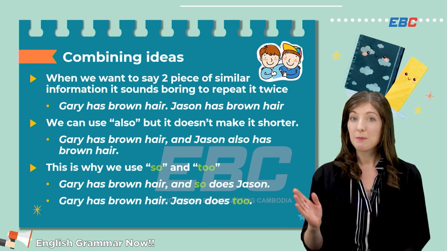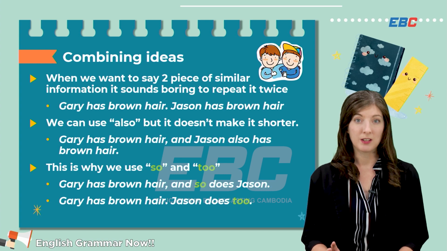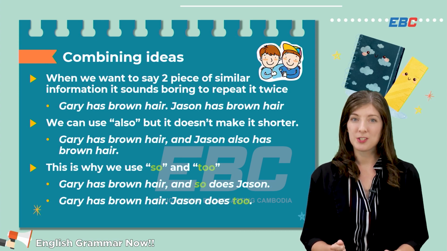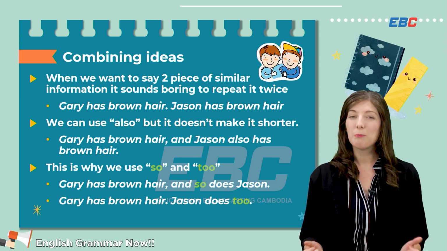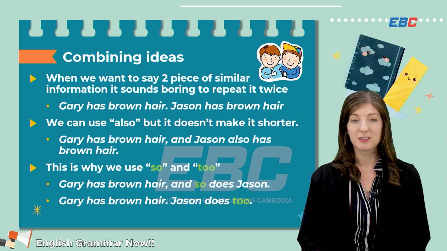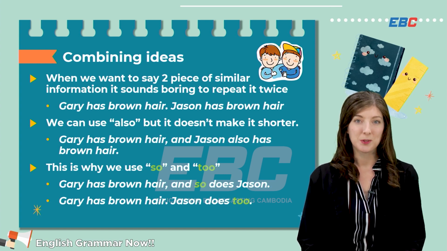For example, about this picture, we could say, Gary has brown hair, Jason has brown hair. That doesn't sound very interesting. We could use also in the second sentence, but that won't make it any shorter. For example, we could say, Gary has brown hair, and Jason also has brown hair. This is why we will use words like so and too. So we could say, Gary has brown hair, and so does Jason. Or we could say, Gary has brown hair, Jason does too.